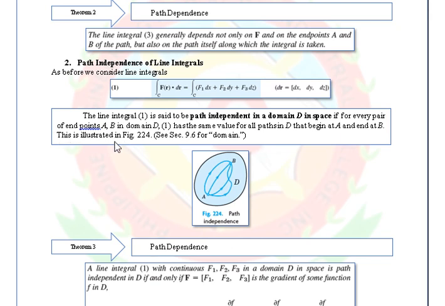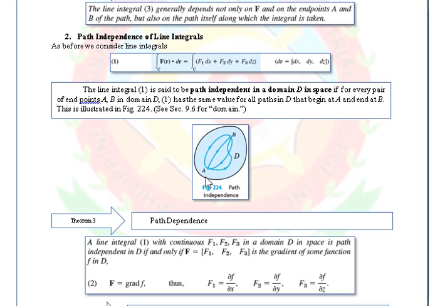Thus illustrated in figure 224. So this is a very specific, particular example of a line integral in which it is not dependent on the path taken. Sa first na mga examples natin, lahat 'yon nakadepende lang sa kung ano yung orientation ng path na ginawa natin to take the integral.